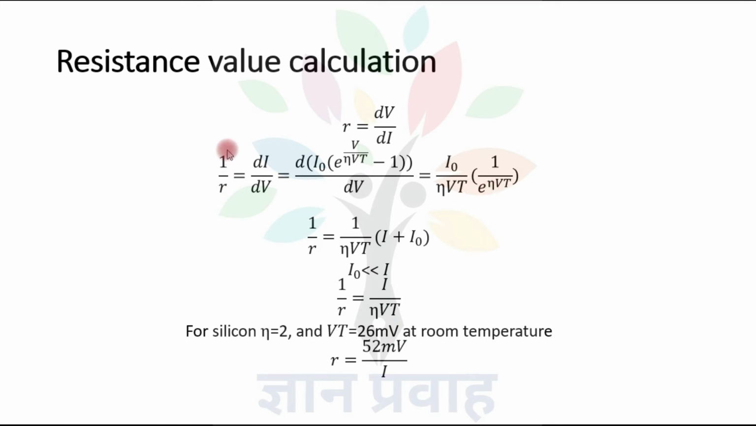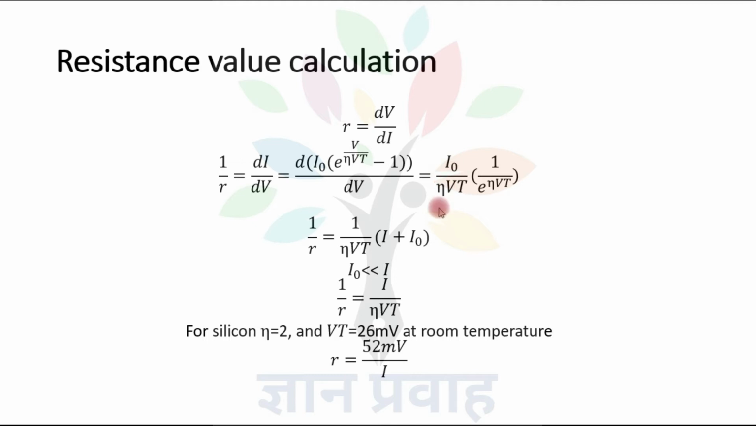Here we are calculating 1 by R for the simplification of calculation of resistance value, and 1 by R equal to dI by dV. So d by dV, and I is replaced by the diode current equation. The diode current equation is I naught e to power V by eta Vt minus 1. So d by dV is the differentiation of this expression with respect to diode voltage.